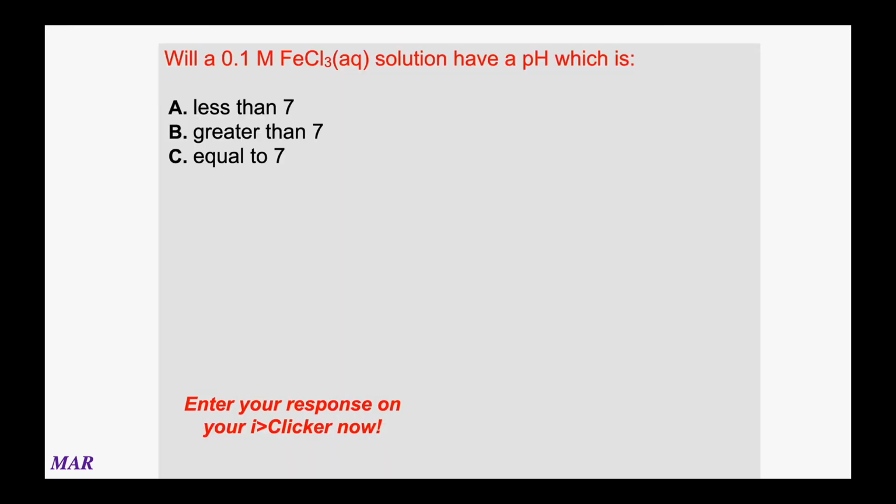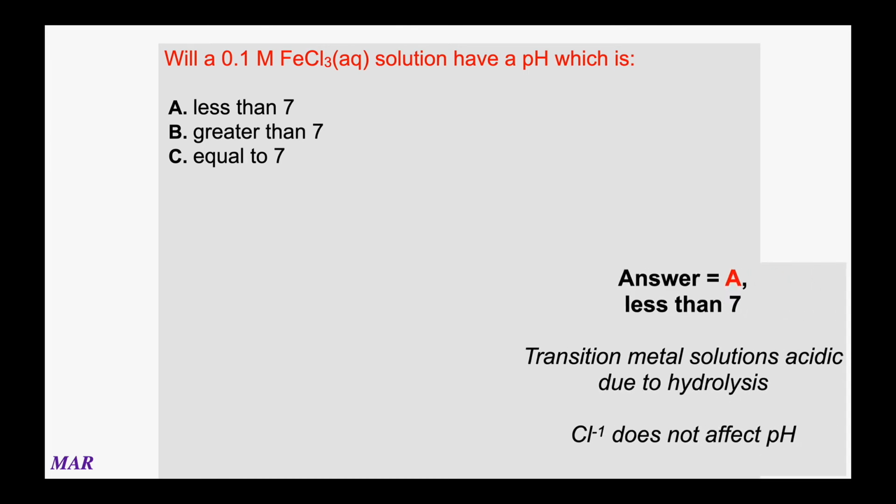So the question is, will a 0.1 molar iron 3 chloride solution have a pH which is, and then there are three possibilities. Okay, chloride is the conjugate of a strong acid, HCl. So chloride doesn't affect anything. But iron, a transition metal like we just saw, is a great Lewis acid. And those Lewis acids a lot of times will create hydrolysis, which will create a slightly acidic solution. That's going to make our pH less than 7. Transition metals will usually make solutions which are a little bit acidic, and that's kind of an interesting thing.